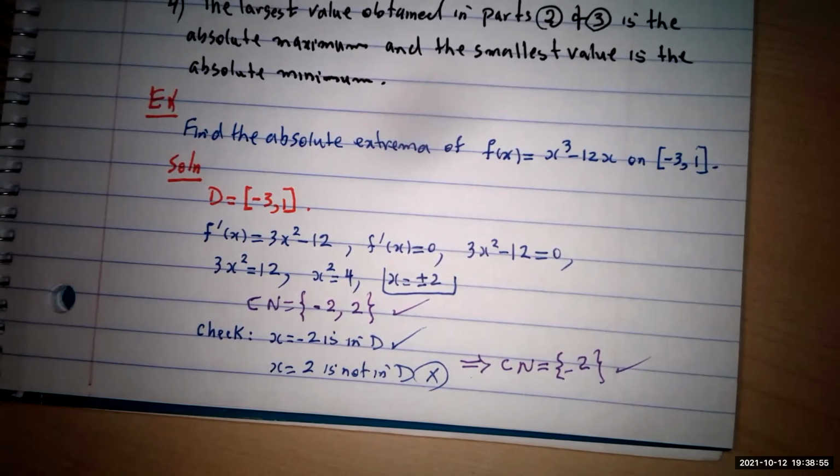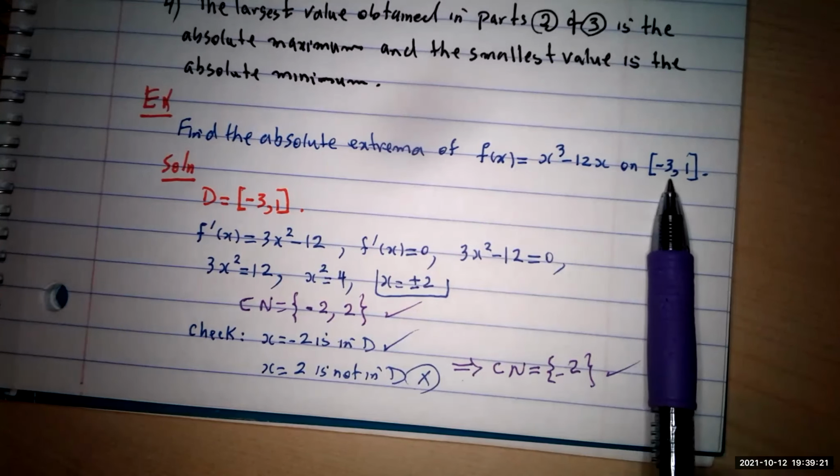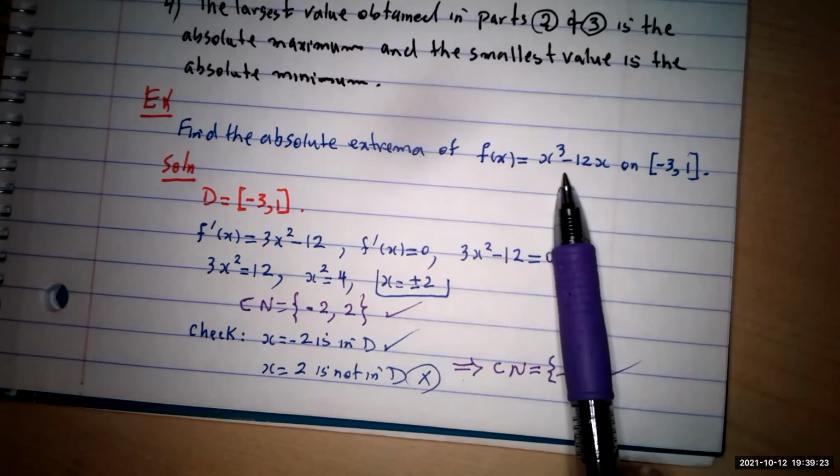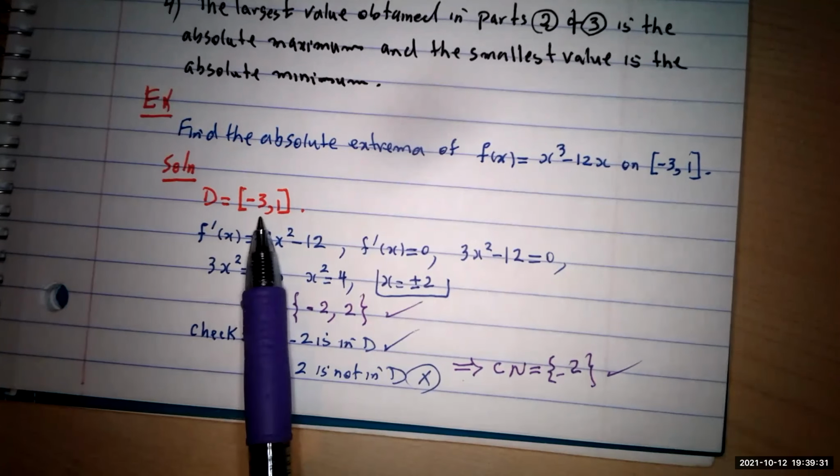In the second part, we find the derivative of the function. We use the power rule, since it's a derivative of a polynomial. The domain is given to you. They said, find it on the closed interval. If it's not given to you, the domain of this function is all real numbers, remember, because it's a polynomial. But it's given to you on this interval, so you have to stay on this interval.